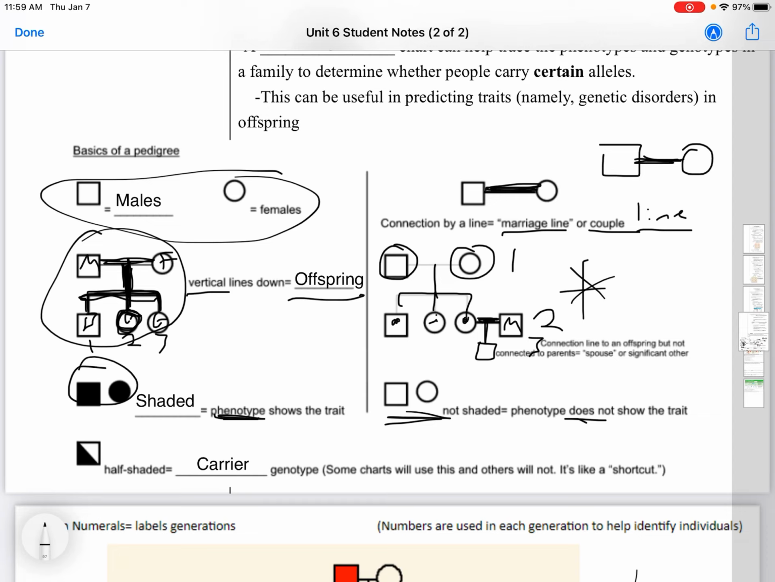So that's the distinguishing factor really between this being a family tree and this being a pedigree. A pedigree shows certain phenotypes that pop up over generations for a family, all right? So these are some basics.